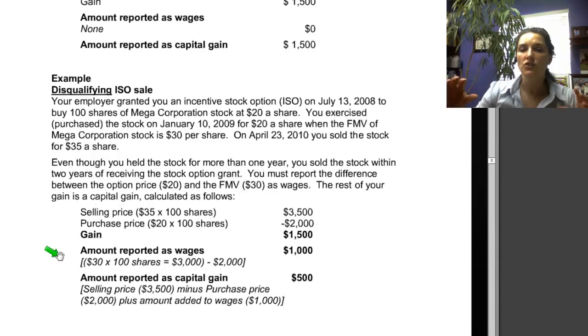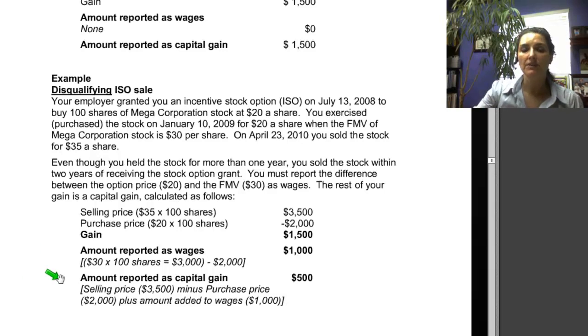And the reason for that is that you don't meet the conditions for having a qualifying sale. You have a disqualifying sale. And under the disqualifying sale, that spread, the difference between what it was worth on the day you exercised or bought and what you had to pay for it, is treated as wage income or compensation for services that you rendered to your employer. And so the amount that gets reported as wage income would end up on line 7 of your tax return rather than on line 13 as a capital gain.